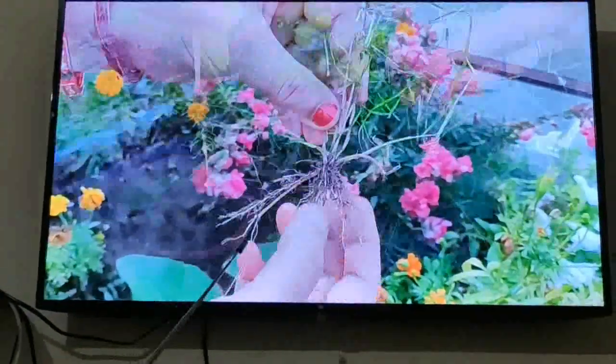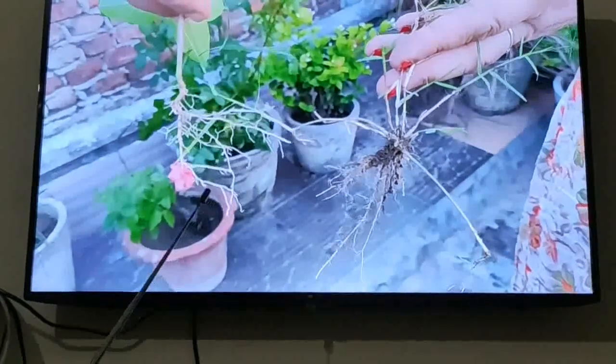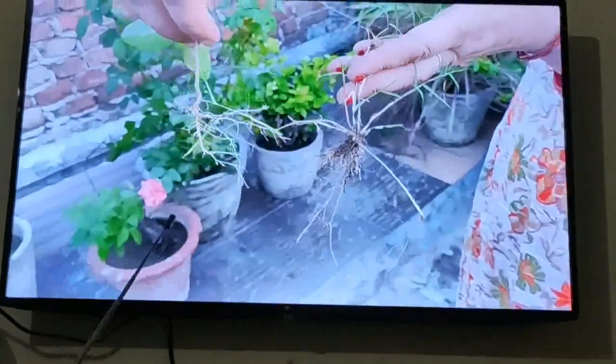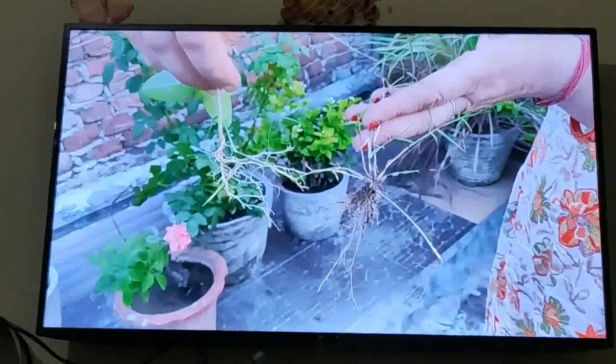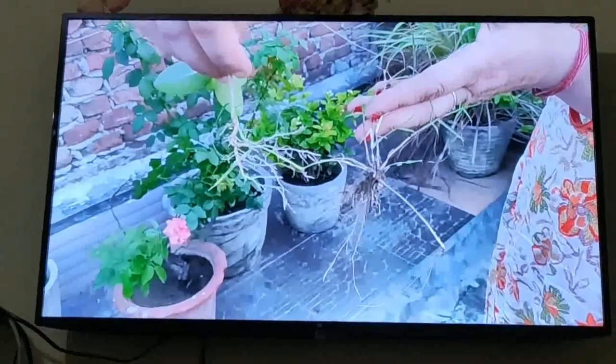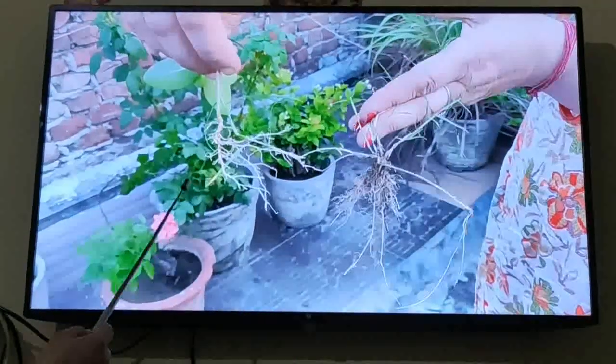The food prepared in the leaves is carried by the stem to all the parts of the plant, including roots. Some plants, as I already told you, store the food. Now see, look over here.